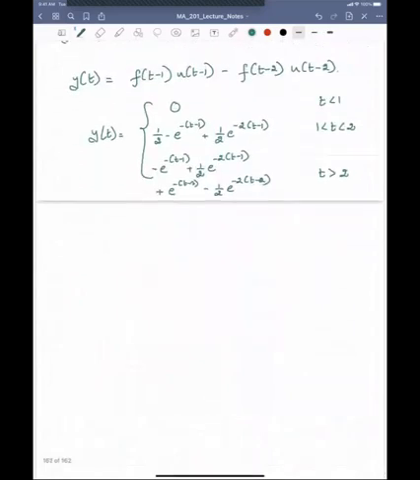Does this make sense? Are there any questions about this? Any questions, any comments?